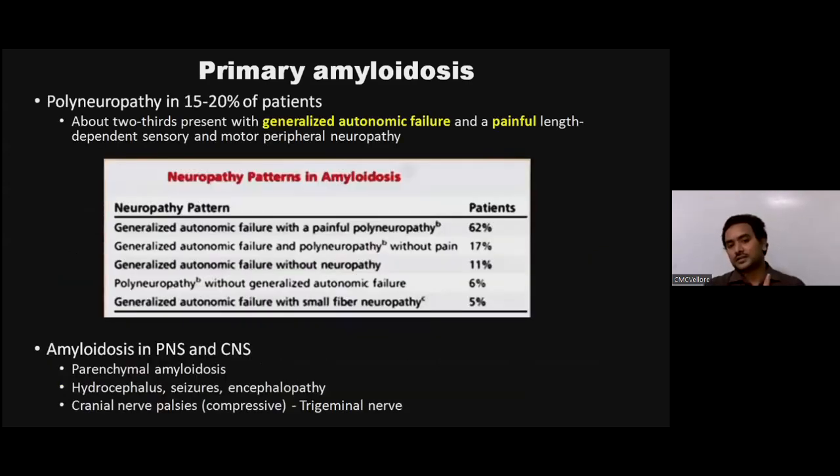Coming to neuropathy per se in amyloidosis, this is a painful length dependent neuropathy with generalized autonomic failure. That is around 62%. And it can also affect the CNS. Amyloidosis can affect the CNS parenchyma, brain parenchyma, causing seizures, encephalopathy, and even cranial nerve palsy due to compression.